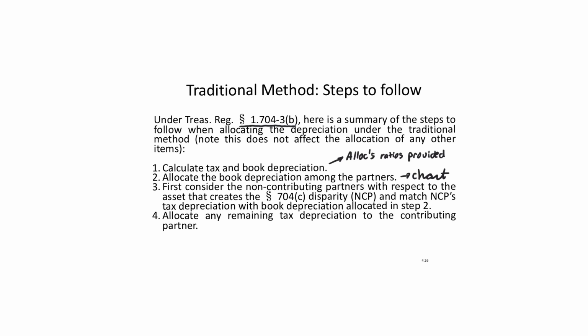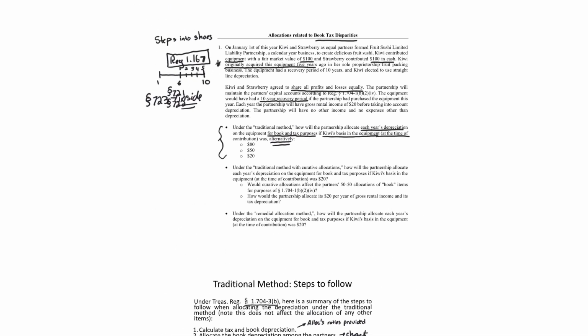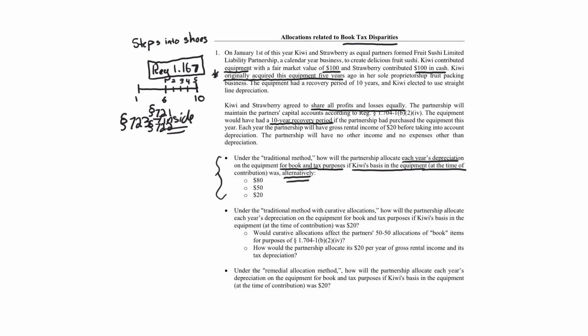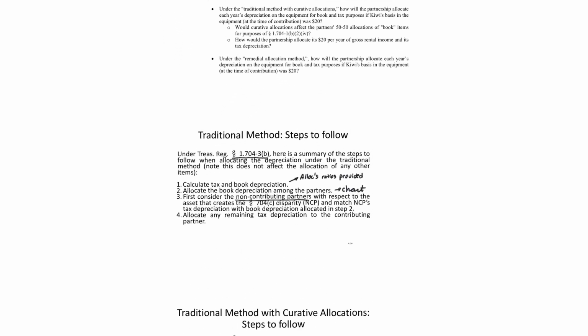Then the third step is to consider the non-contributing partner. So in our example, in every single situation, because the facts all relate to the original example, the non-contributing partner here is the one that contributes the cash because there's no book-to-tax disparity. That's Strawberry. So we're just going to call these two taxpayers K and S. K is the contributing partner, and Strawberry is the NCP, the non-contributing partner. So anytime you see NCP, it's non-contributing partner.